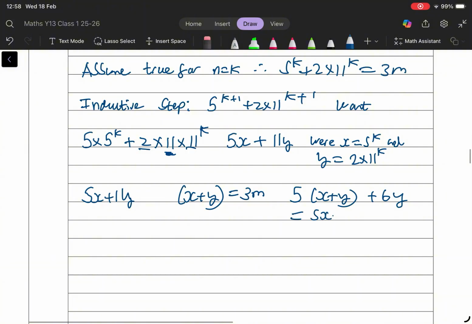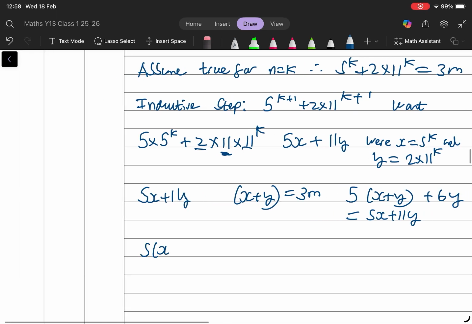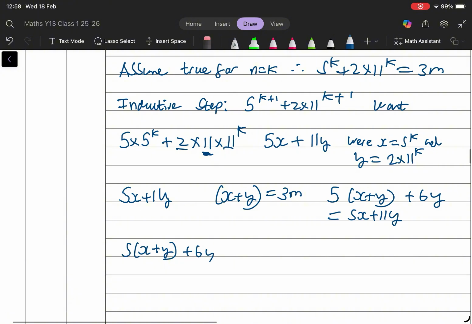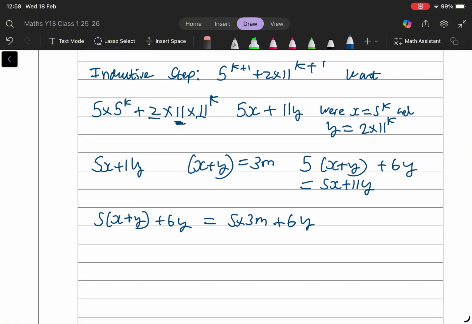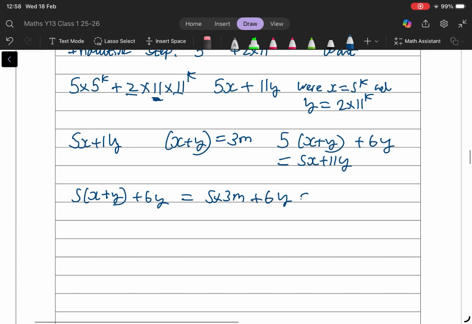And this allows us to put it in the form of 5 brackets x plus y plus 6y, which obviously we know x plus y is equal to 5 to the k plus 2 times 11 to the k, which we know is a multiple of 3. So then we have 5 times 3m plus 6y is equal to our original thing that we had from the inductive step, and we can factorize out a 3 from that. So since we can factorize out a 3, that entire expression is a multiple of 3.